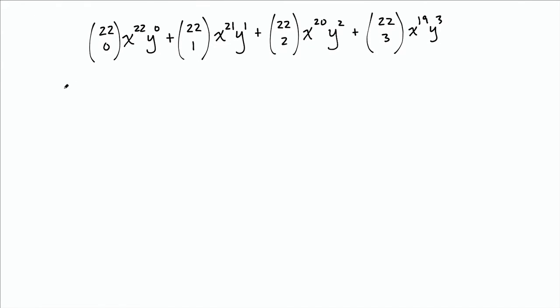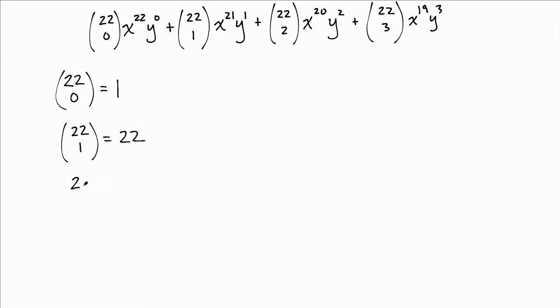And 2 of them are super easy. 22 choose 0. Anything choose 0 is always 1. So that's super nice and fast. And the next one is also super simple. 22 choose 1. Anything choose 1 is itself. So that's just 22. All right, the other 2 take a little bit of work, but it's not too bad.